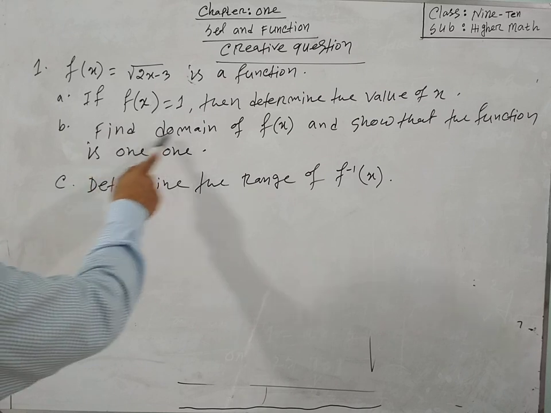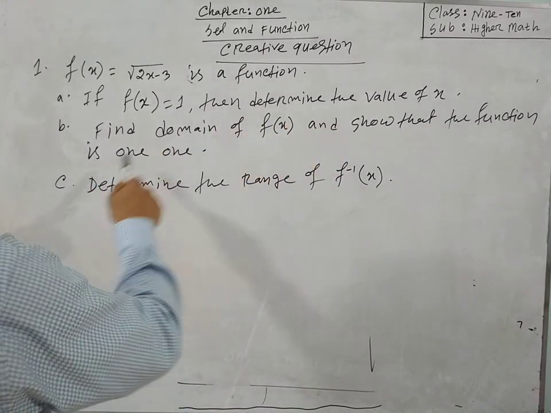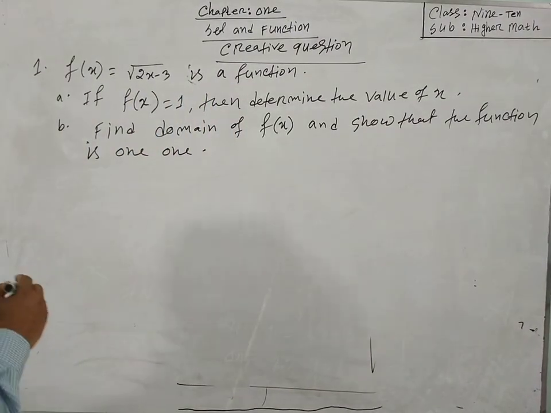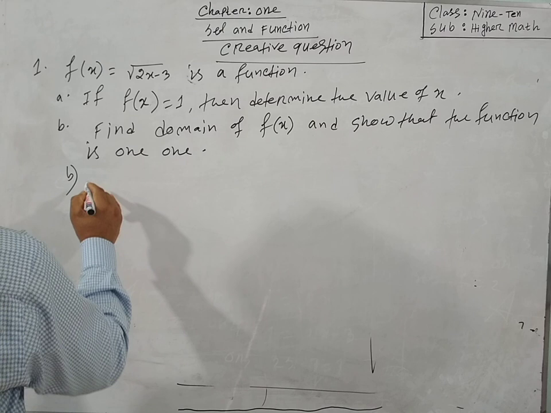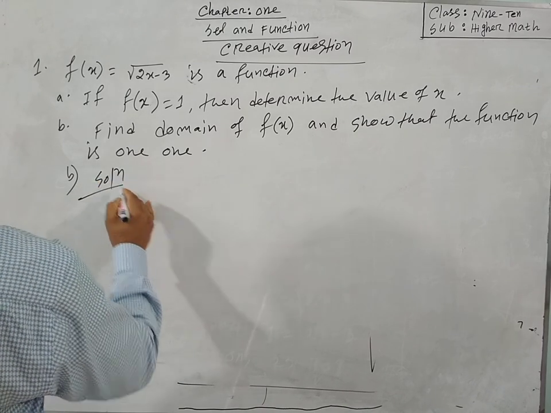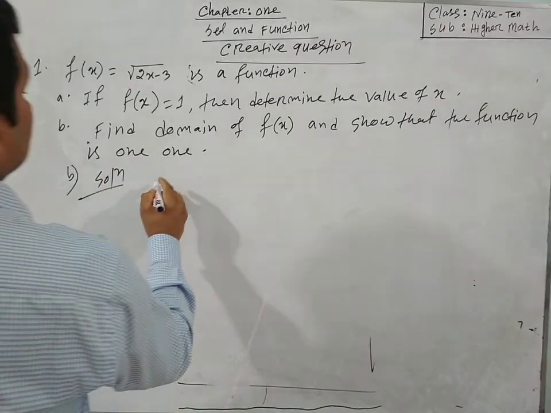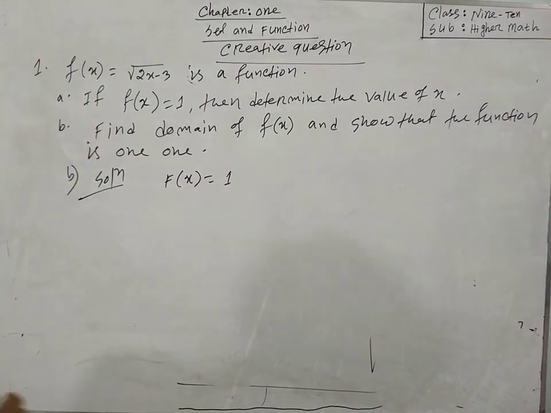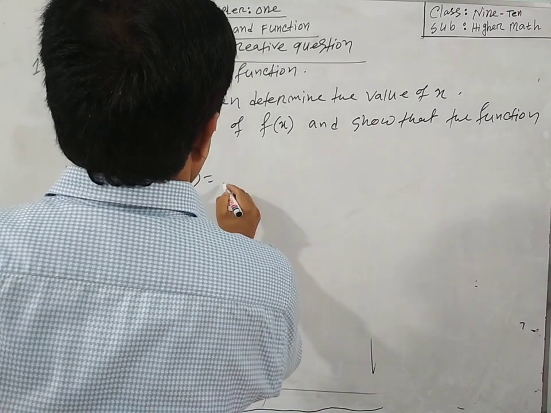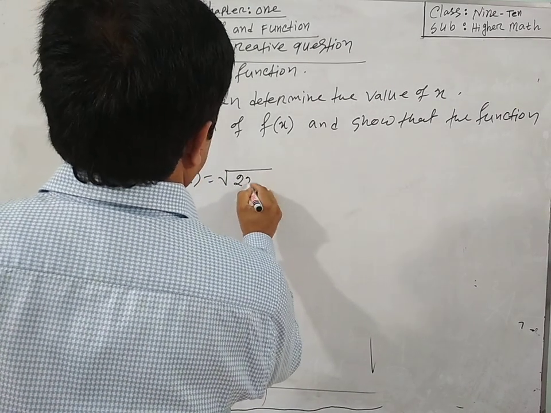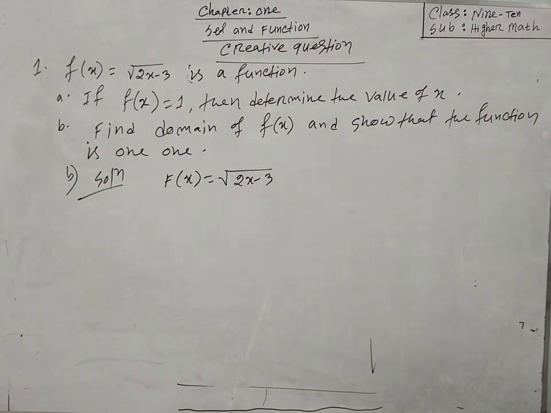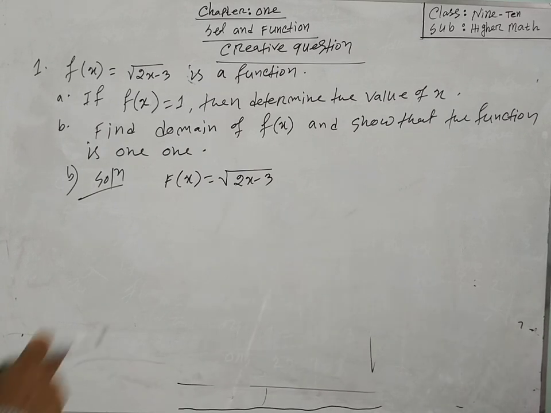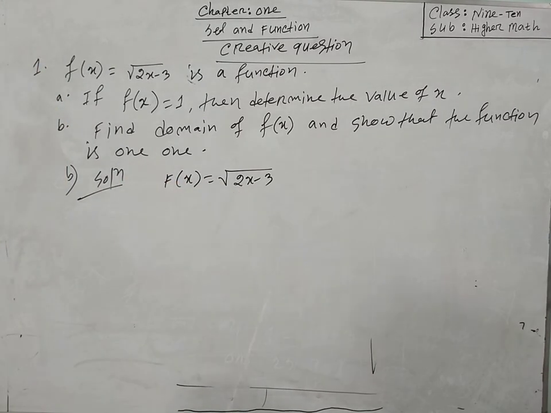Number B, find the domain of f of x and show that the function is one-one. B, solution. From the stem, f of x equals root over 2x minus 3. Here we have to find out the domain of this function.